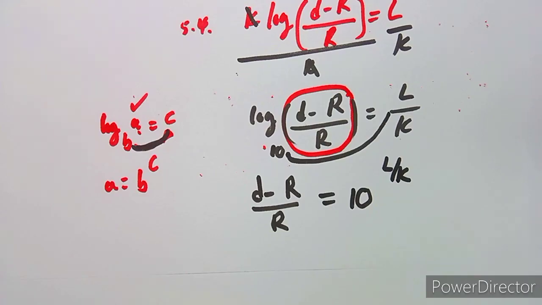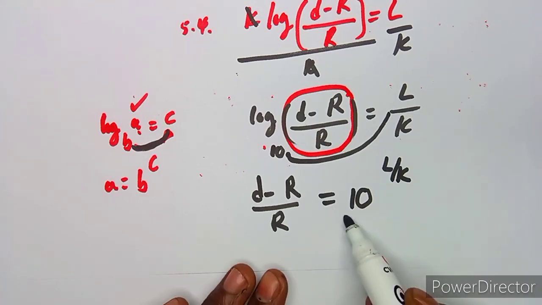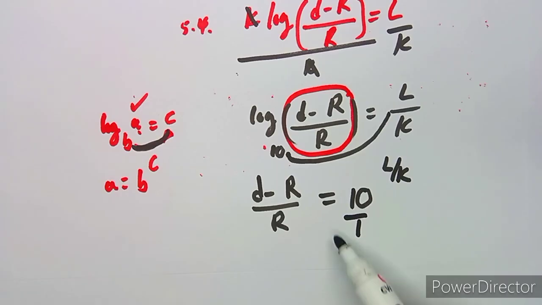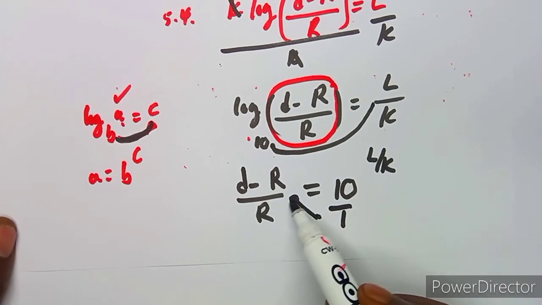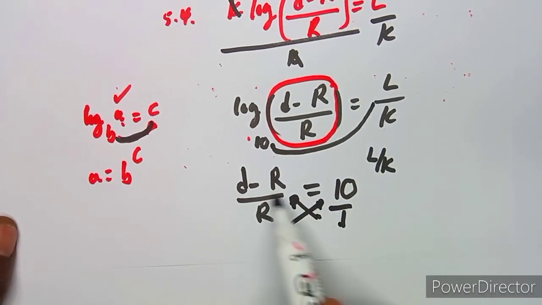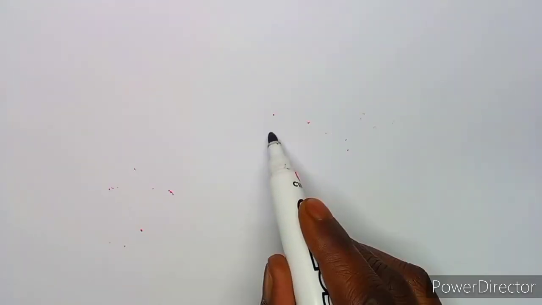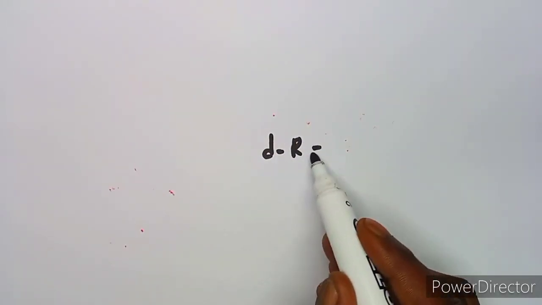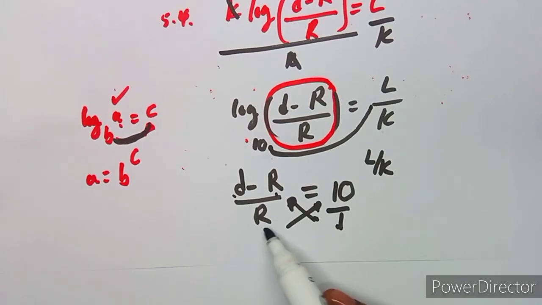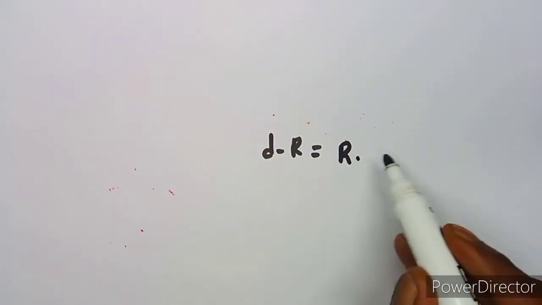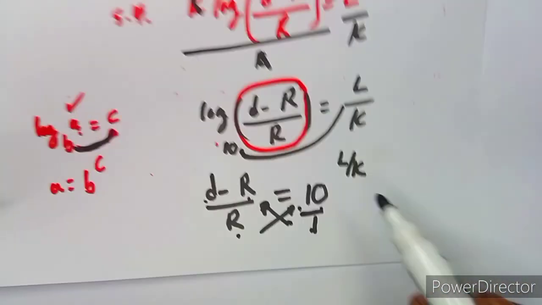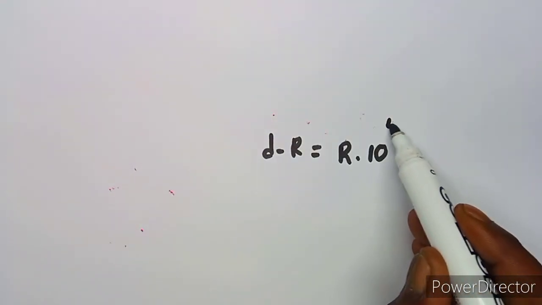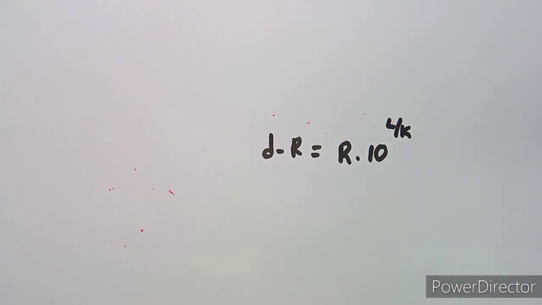At least we are at another stage where we can remove the fractions, because this is the same as over 1. So you can cross multiply here. That's 1 times d minus r, which is d minus r, which is equivalent to r times this 10, whatever that you're going to have. So it's going to be r times 10 to the exponent of L over K. So this one cannot be separated, just like that. All right.